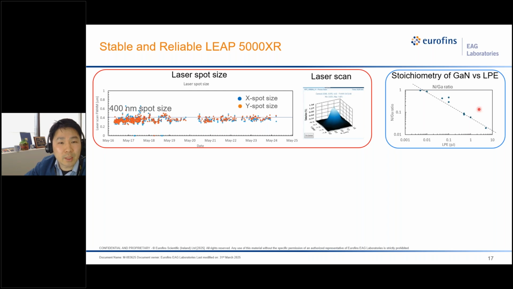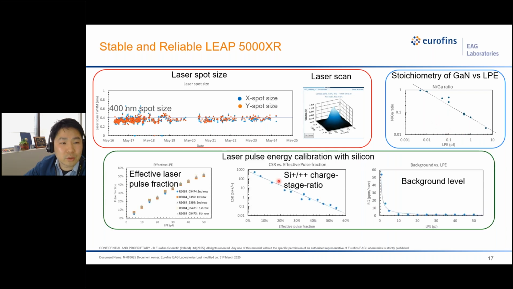For certain applications like gallium nitride, we know we have some nitrogen deficiency, so we plot the measured composition between gallium and nitrogen as a function of laser energy, helping us to determine a good laser pulse energy to use for certain applications. We also measure a lot of silicon-based materials that we put intensive effort into, plotting the different combinations between laser pulse energy and effective laser pulse fraction.